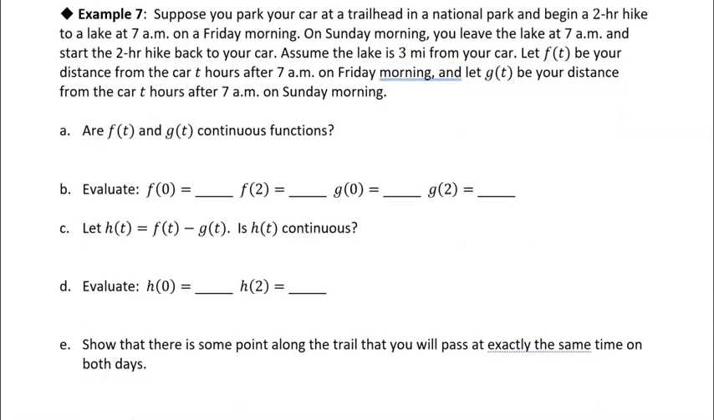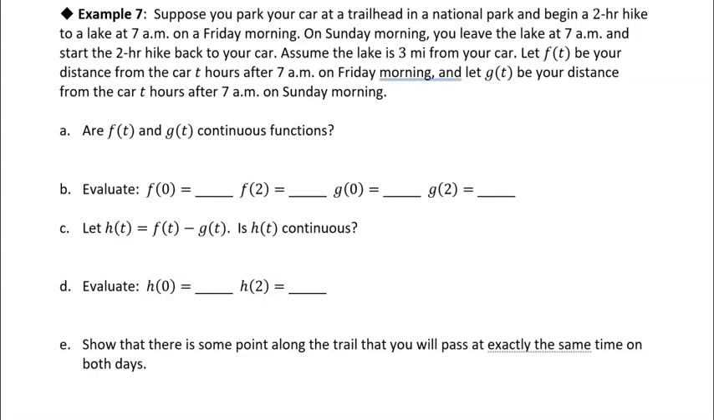Suppose you park your car at a trailhead in a national park and begin a 2-hour hike to a lake at 7 a.m. on Friday morning. And then on Sunday morning, you leave the lake at 7 a.m. and start the 2-hour hike back to your car. Assume that the lake is 3 miles from your car. Let f of t be the distance from the car at t hours after 7 a.m. on Friday morning, and let g of t be your distance from the car at t hours after 7 a.m. on Sunday morning.